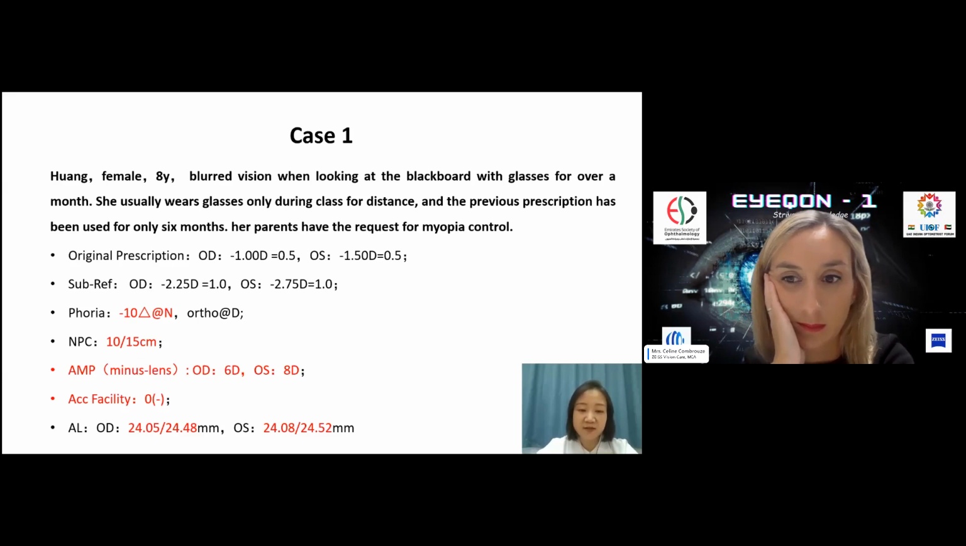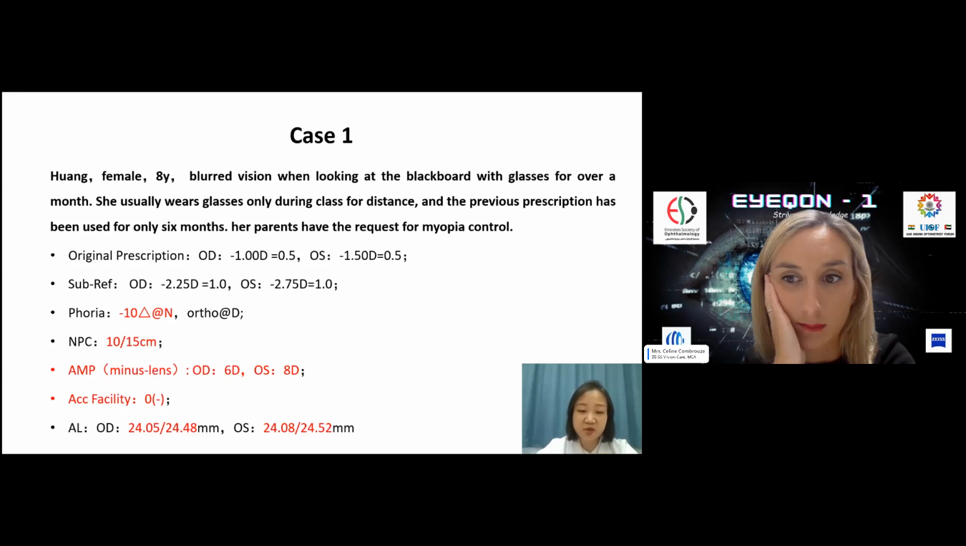In addition, the accommodation parameters showed that the patient's accommodative amplitude using the minus lens method was 6 diopters in the right eye and 8 diopters in the left eye, which were significantly lower than the normal value for her age. The flexibility of accommodation showed that the girl was unable to achieve clear vision with minus lenses, indicating accommodative insufficiency.